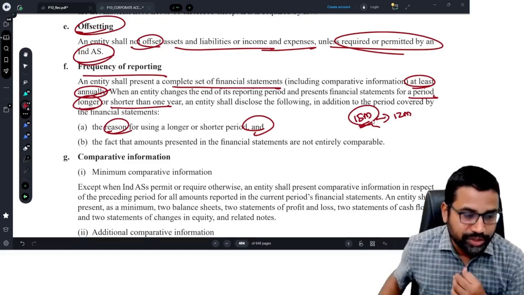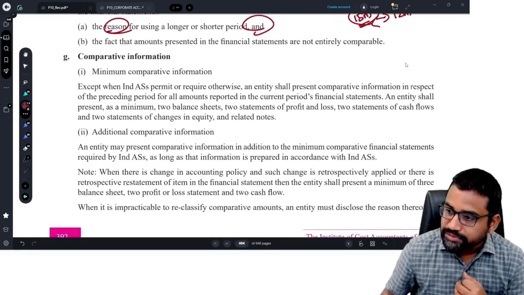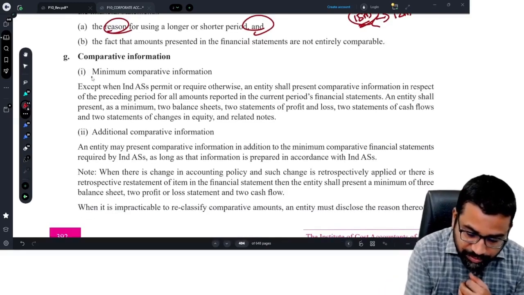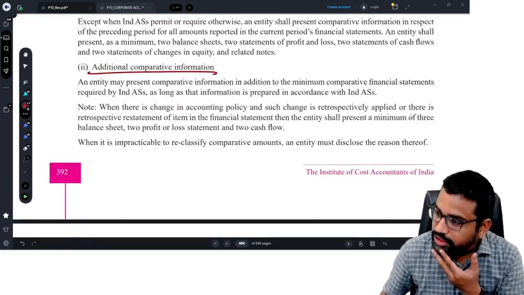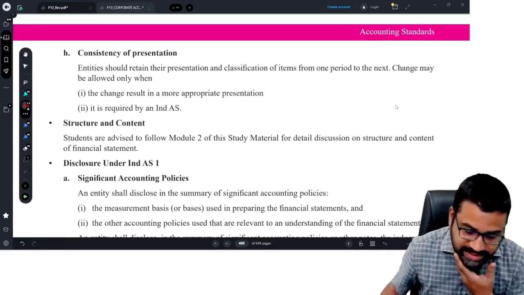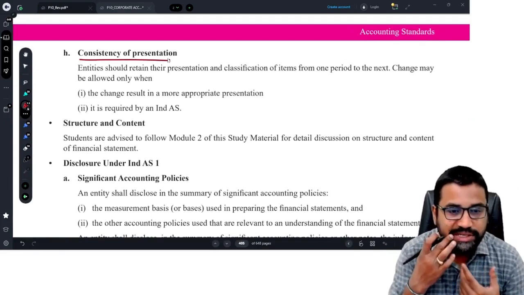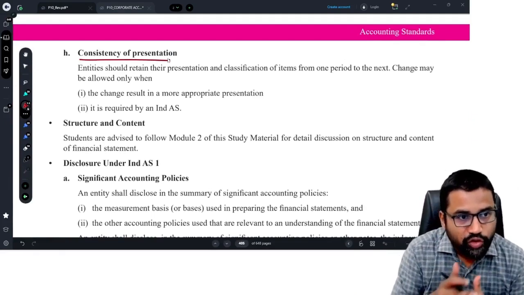The frequency of reporting. And then comparative information. Minimum comparative information, additional comparative information that you need to give. So, ignore this. And consistency. Whenever you are preparing financial statements, you follow some policies, right? You follow some consistency.